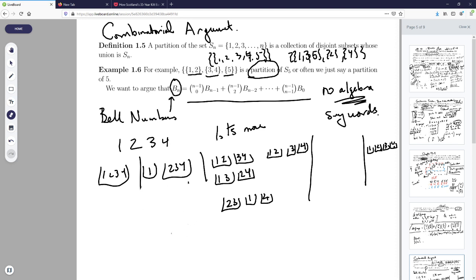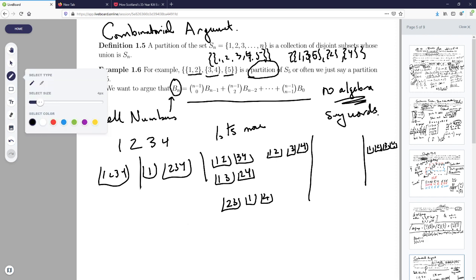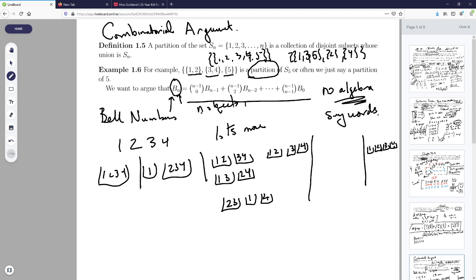And so the argument is basically this. How many ways can I put n objects into boxes? Well, here's my argument. I think the way to start is you say, list the elements 1, 2, 3, all the way up to n.